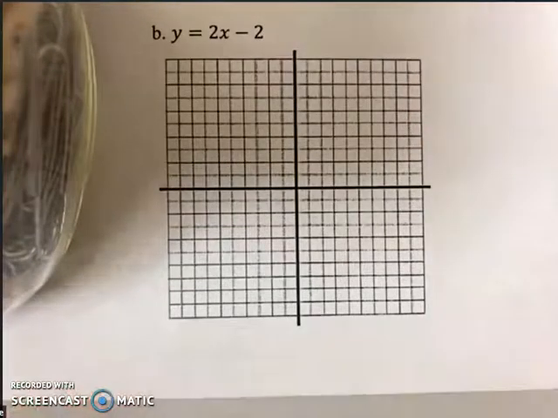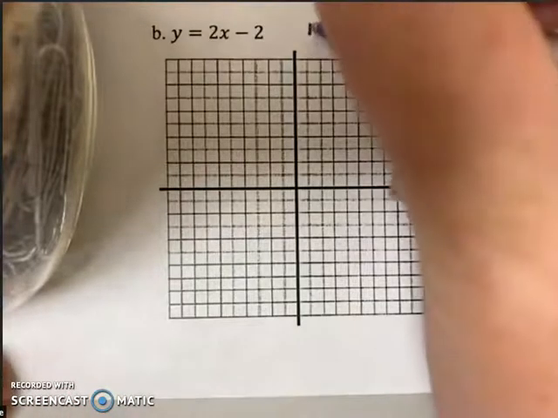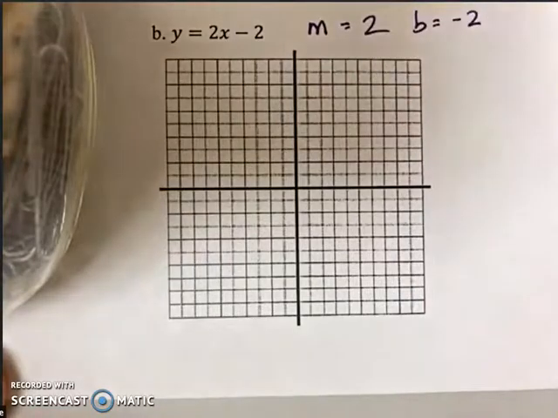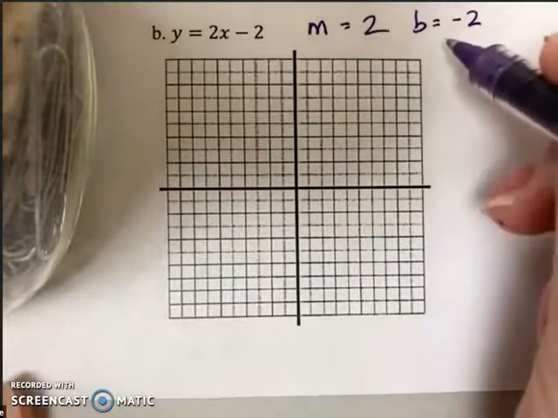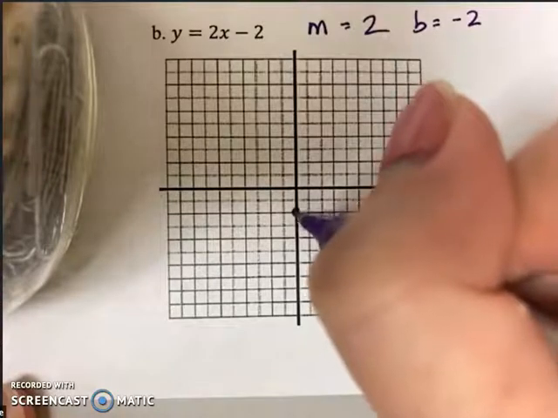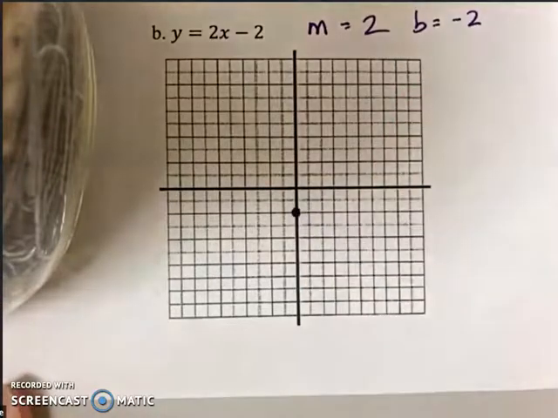When I take a look at this equation, it is in slope-intercept form. I can easily identify that my slope is 2 and my intercept is negative 2. The first thing we should do is go ahead and plot our y-intercept so we have a point on the coordinate plane. And then we're going to use the slope to create that second point.